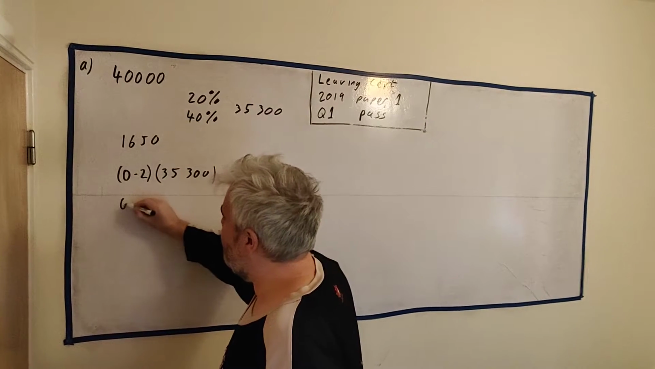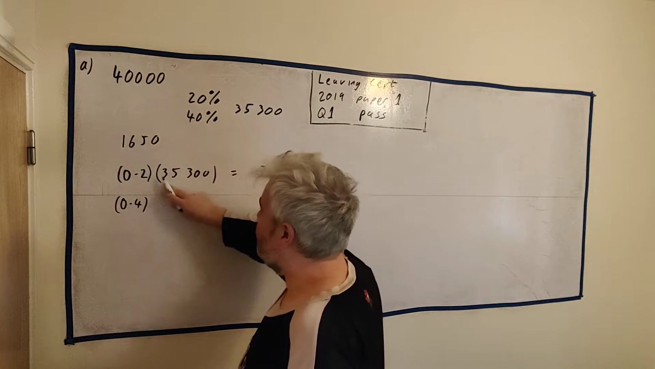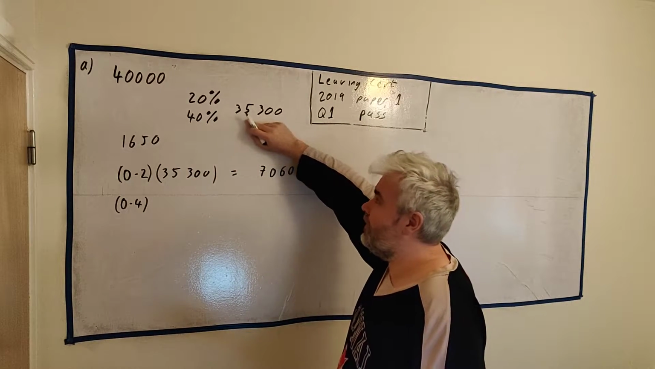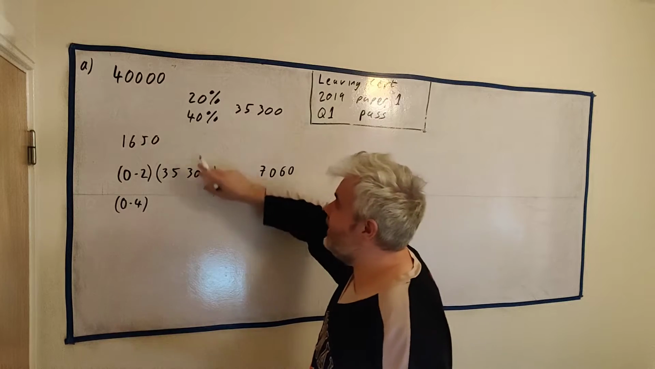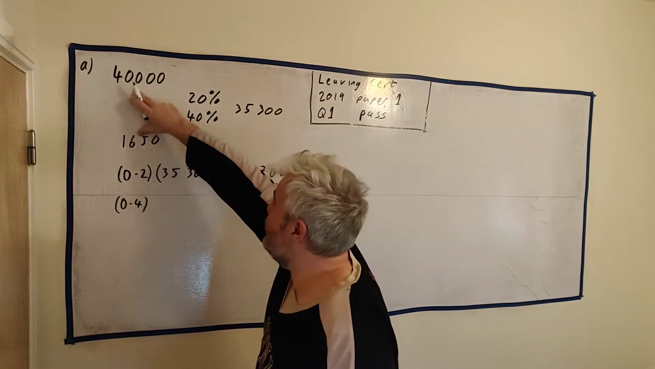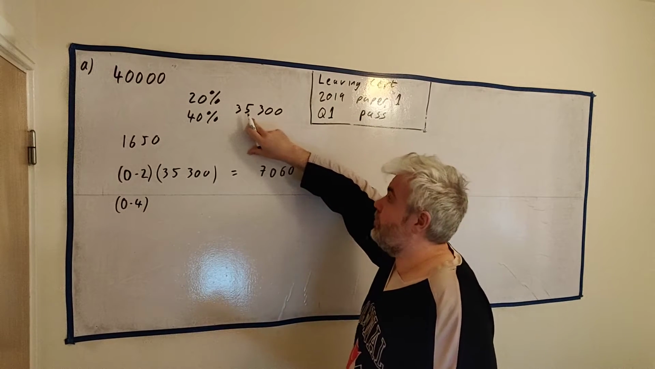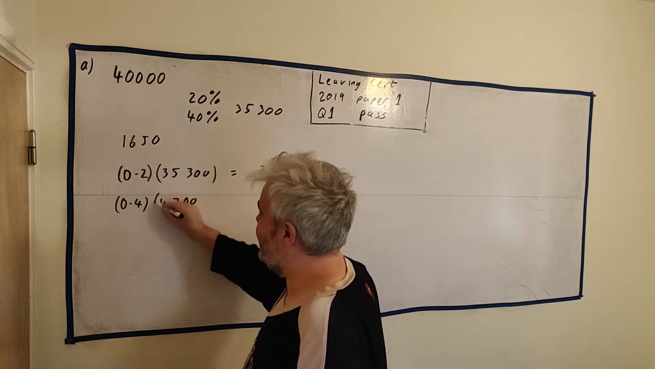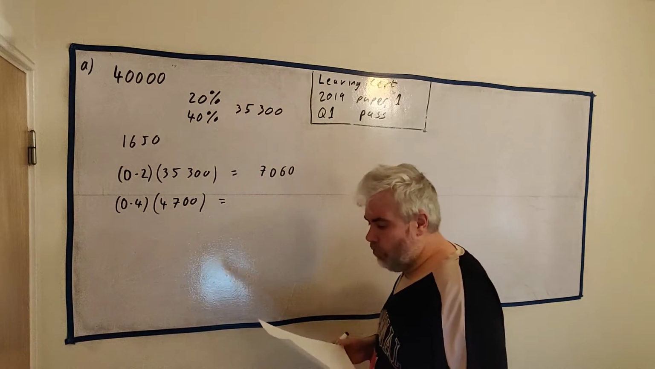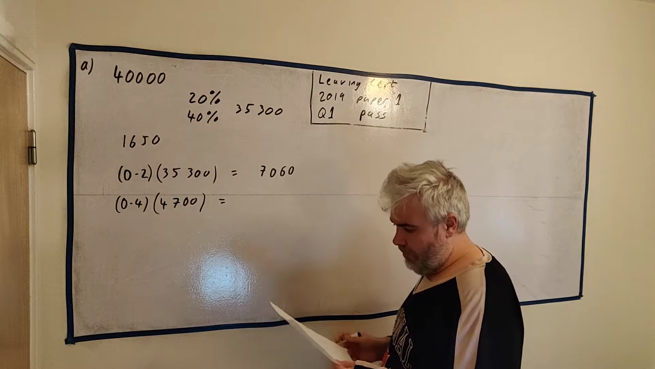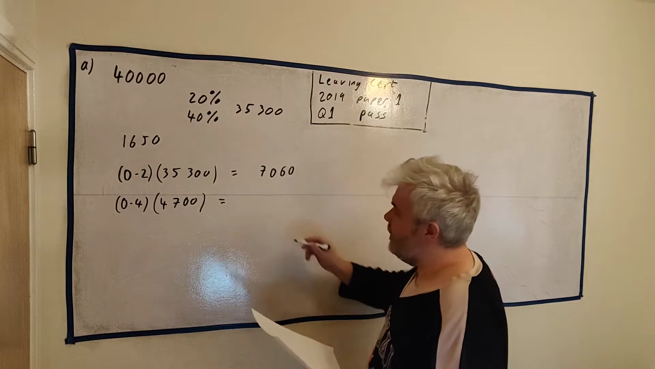They then have to pay more tax. They have to pay tax on everything that's left after they've used this money. This 35,300 has been dealt with. They still have to pay 40% on what's left. So what's left is 40,000 minus 35,300, which is 4,700. So this tax, if you just multiply it, and go ahead, use a calculator. You don't have to do this in your head. This comes out as 1,880.